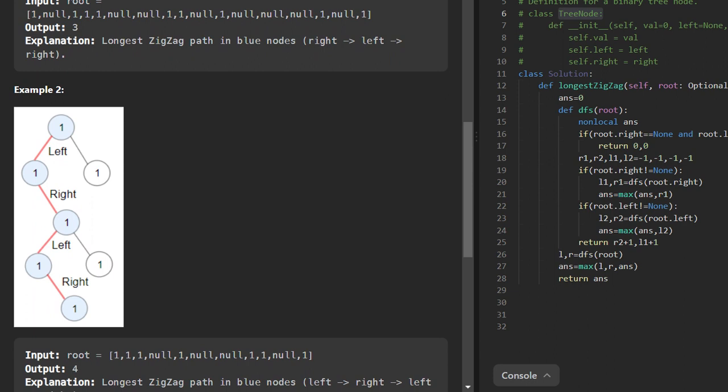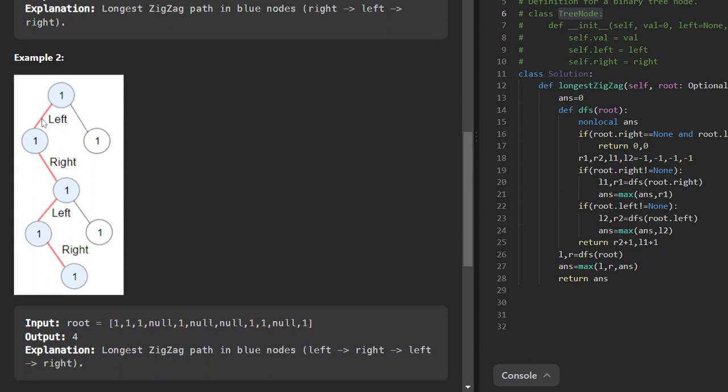Now coming to example two of it, just follow the blue path. First we are taking a left, then we have to take a right, again a left and again a right. So in total we are covering four edges. If you count the nodes, it will be five nodes. So 5 minus 1, 4 is the answer. Either you can do number of nodes minus 1 or you can do number of edges traversed. In this case, 4.